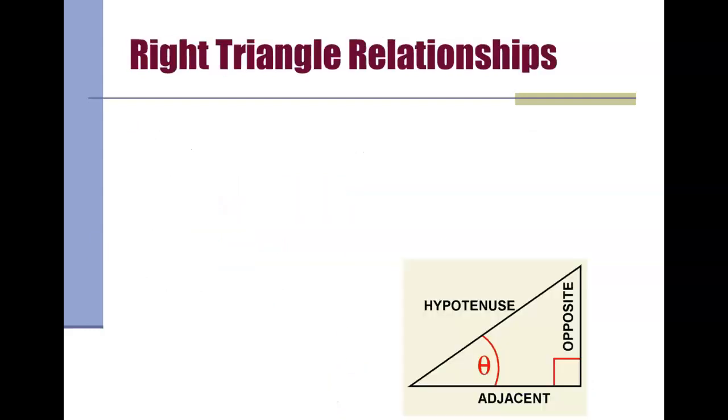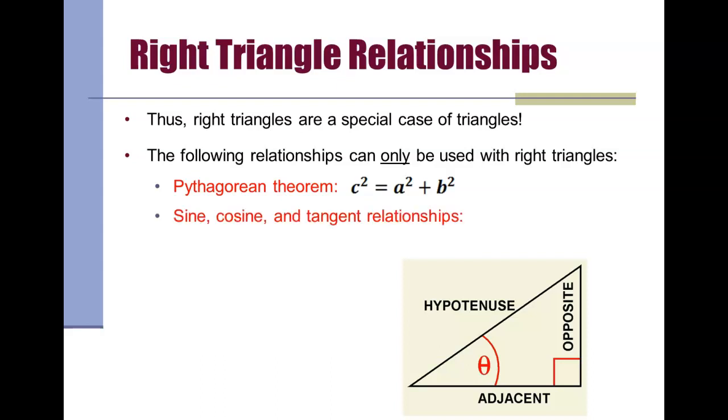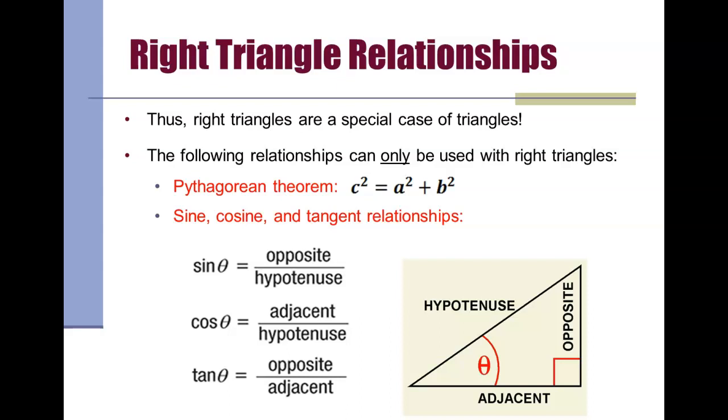So these next relationships can only be used with right triangles. You can use sine law and cosine law with right triangles if you want, but it's a lot of extra work. So these are like the shortcuts you can use for right triangles. So obviously, you know you can use Pythagorean theorem, but you can also use sine, cosine, and tangent relationships. Now, we also have cotangent, cosecant, but you know what? We're not using any of those in physics. We only need to know these three. So get used to these three: sine, cosine, and tangent.